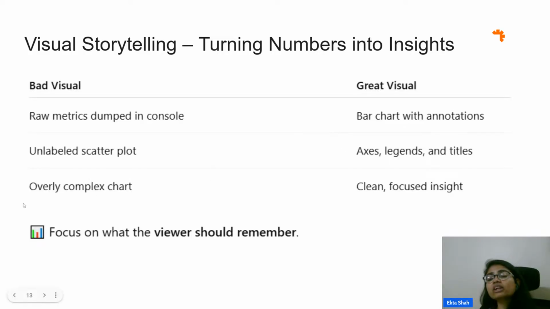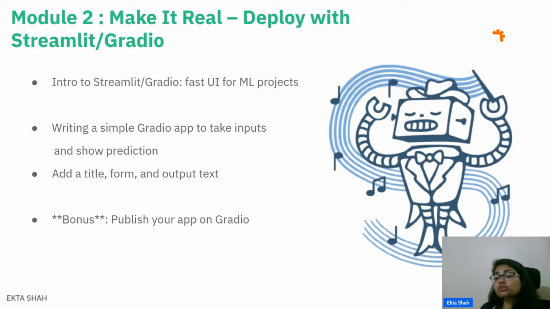And if you have an overly complex chart where you have 10 different colors, 10 different values being shown, and it's not giving a clear idea, that is not the right way to create visualizations. You should have clean, focused insights. You should also focus on what the viewer should take away from the presentation that you're having. What the viewer should remember and take back is very, very important. Okay. So yes, that was about visualization.